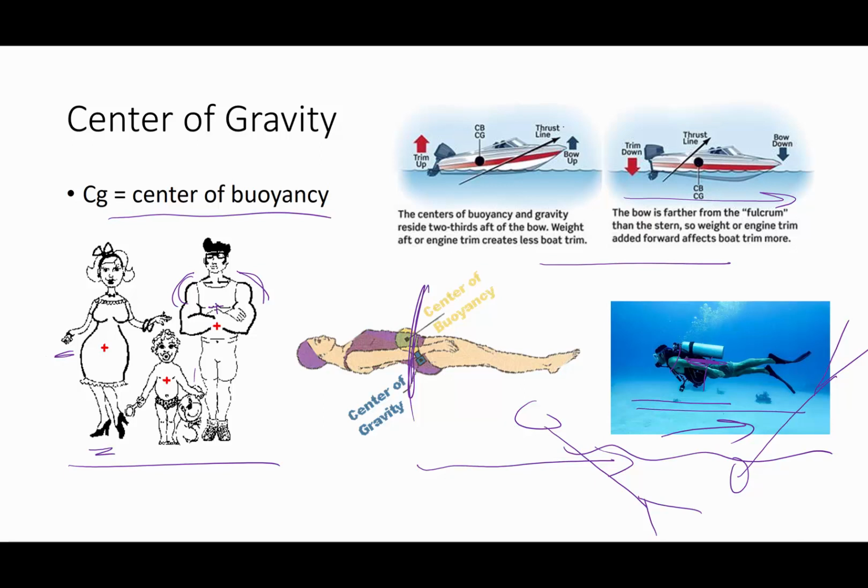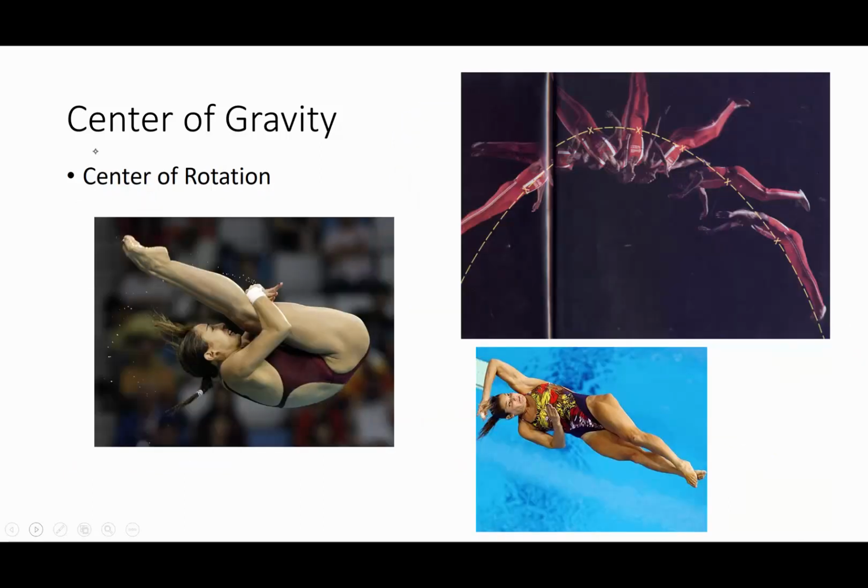Otherwise, your boat's going to be way up out of the water, and you're not going to have a nice smooth ride. The center of gravity is also the center of rotation. Olympic diving, gymnasts, things like that are fabulous examples of rotation and CG. When this diver spins, she's going to spin around her midsection because that's the center of her CG. This diver is spinning in the horizontal axis, and her CG is going to be the horizontal line through her body.